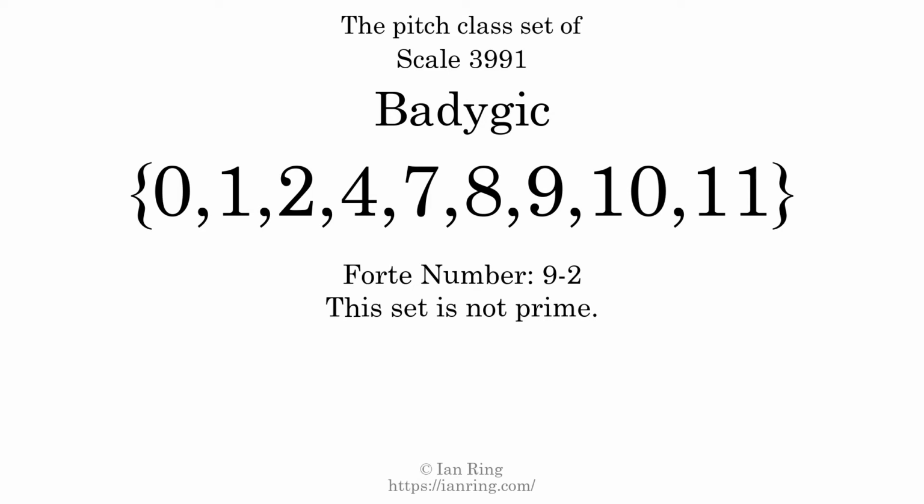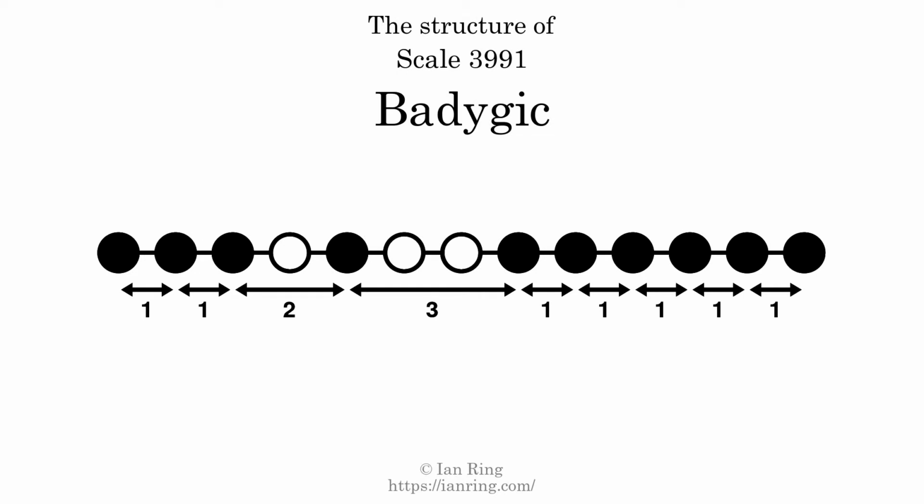The forte class is 9-2. This set is not prime. The structure of a scale is a description of the interval distance between each successive tone. This scale has a structure of 1 1 2 3 1 1 1 1 1.